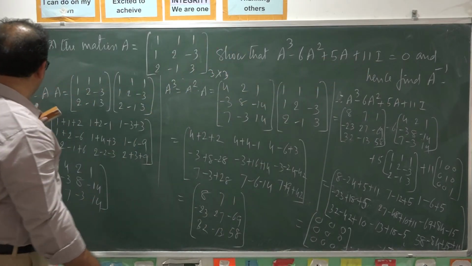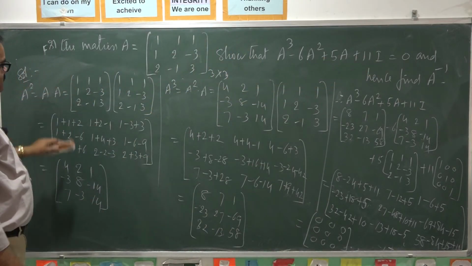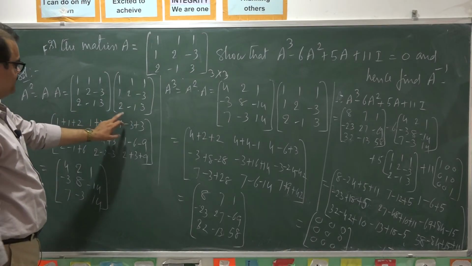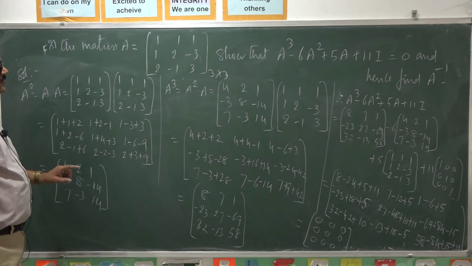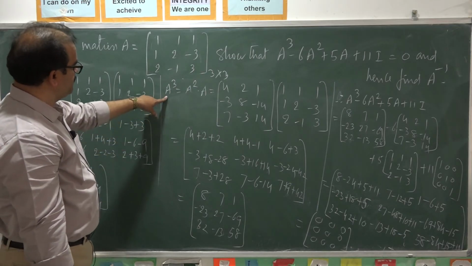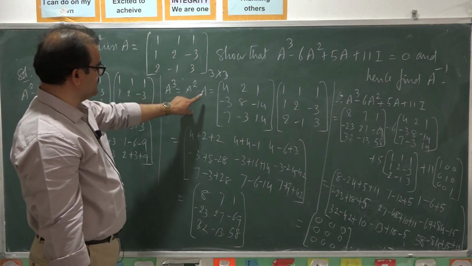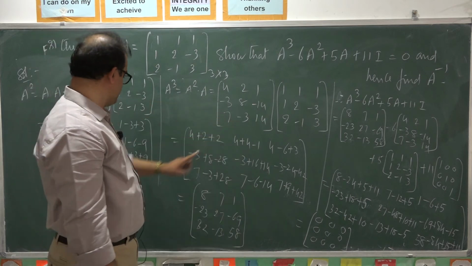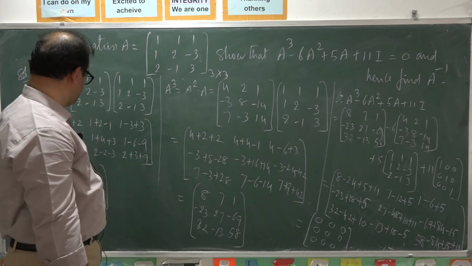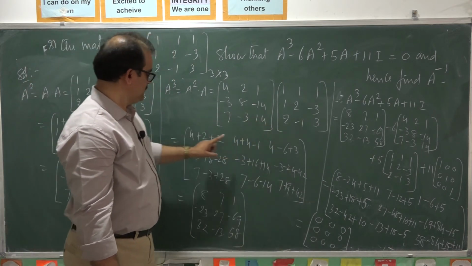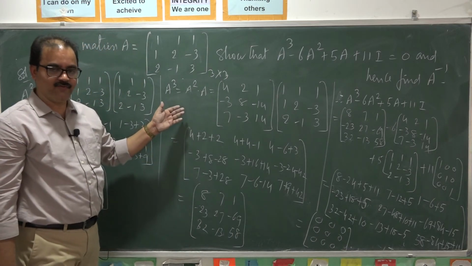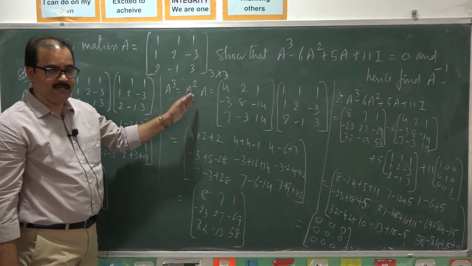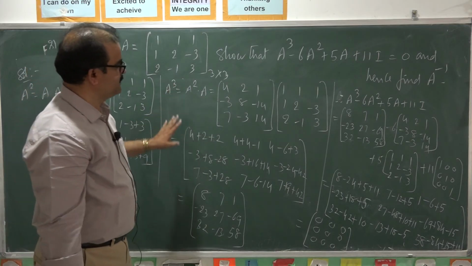First you see A square. A square is A into A. Multiply A with A. On multiplying you get this matrix. Next A cube. A cube is taken as A square into A. Multiply this A square again with A, then you get A cube. Similarly, how to find A power 4? By multiplying A cube with A.